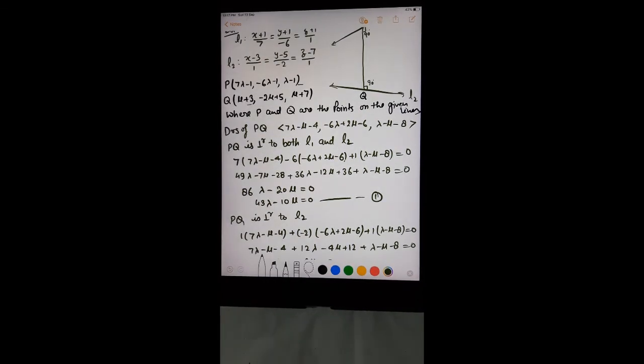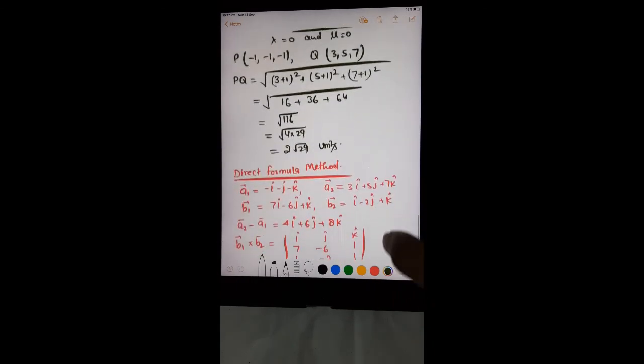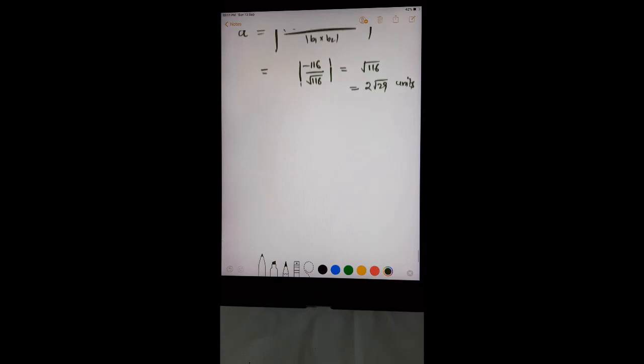So now the topic of the line is complete here. In the next lecture I will take the equation of the plane and problems related to the equation of the plane. Okay, thank you.